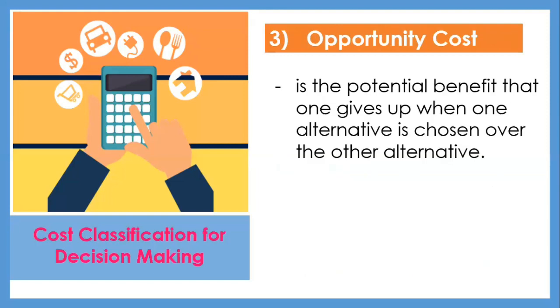And next we have opportunity cost. If we say opportunity cost, it is the potential benefit that one gives up when one alternative is chosen over the other alternative. For example, assuming Kevin is earning 250 pesos as a student assistant in college. Now, Kevin's friend invited him to spend a vacation in Laguna on Saturday. He opted to go to Laguna with his friend. Now, the opportunity cost is 250 pesos because this is the cost that Kevin gave up for choosing to spend a vacation on Saturday in Laguna.